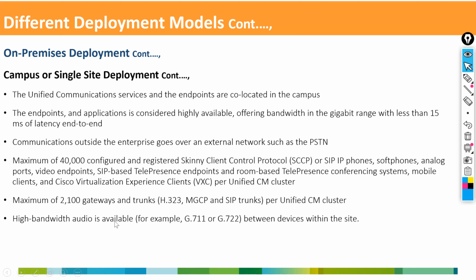High bandwidth audio is available. Why? Because locally we have very good bandwidth. High bandwidth codec is required. What is this codec? We'll discuss, there is a separate session on this codec. Why? Because when you are communicating with an IP phone, both ends, source and destination, calling and called party, should have the same codec. Codec is mandatory. Without a codec, it's not possible to communicate. What is that codec? How many types of codecs do we have? That will be discussed later.